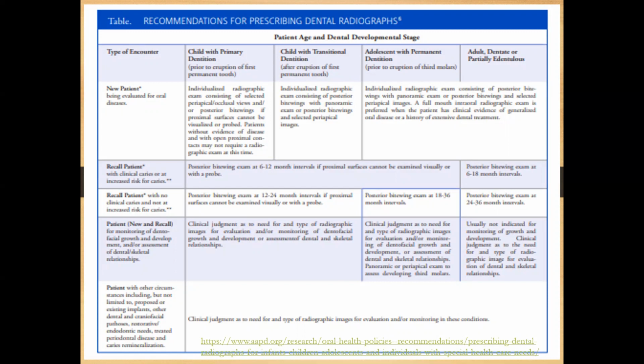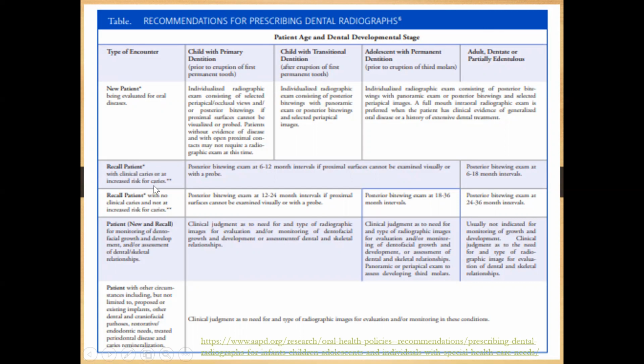Just try to see if you can reference this so you can pull up what would be appropriate for that child that we're presenting on. I like this a lot because it goes by the child's dentition. It doesn't talk about age here, it talks about dentition. Prior to eruption of first permanent molars, after eruption of first permanent molars, prior to the eruption of third molars, and then the patient, the recall, right?